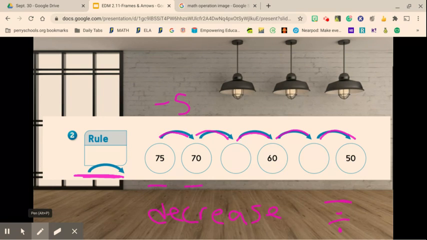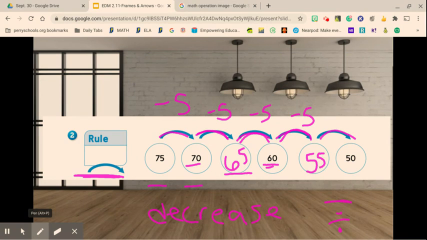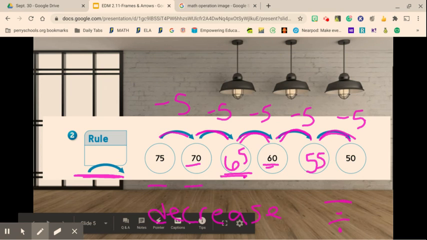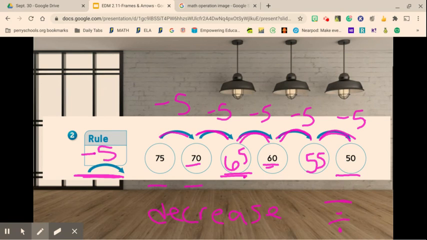I don't know my next jump, so I'm going to have to hope that it's -5 and see if that works. So 70 minus 5 equals 65. And now I can check to see if that worked. 65 minus 5 is in fact 60. So then I can keep finishing up and say 60 minus 5 is 55. And then 55 minus 5 equals 50. So on this problem, I needed to fill in my frames, but I also need to make sure that I fill in my rule, and my rule was -5.